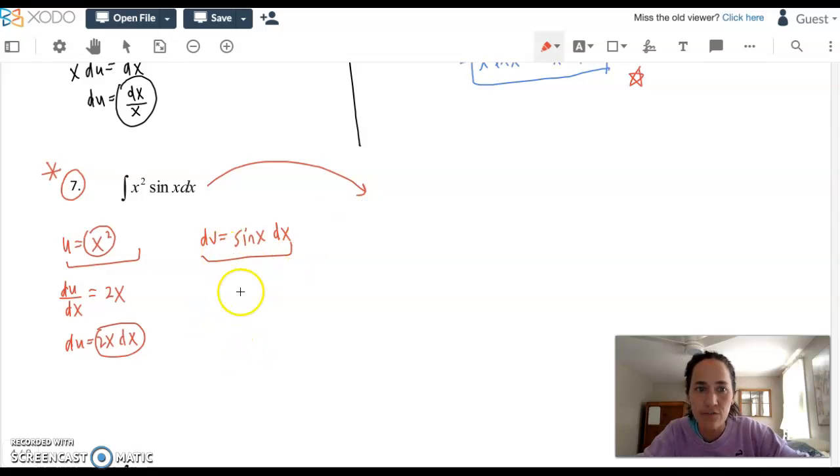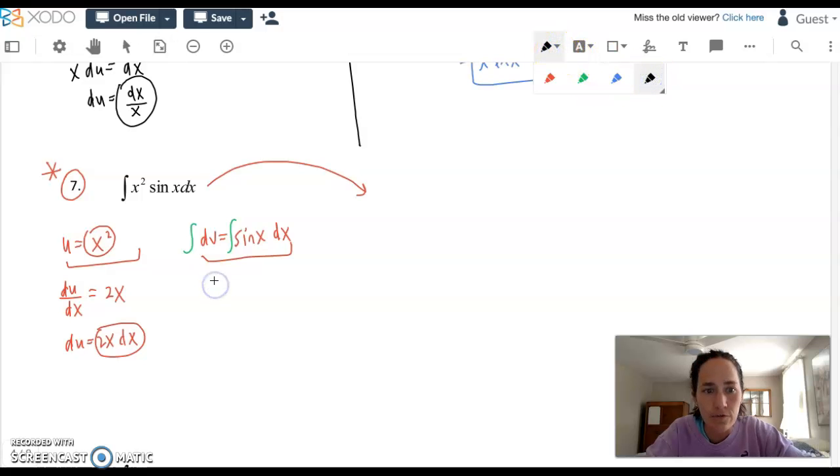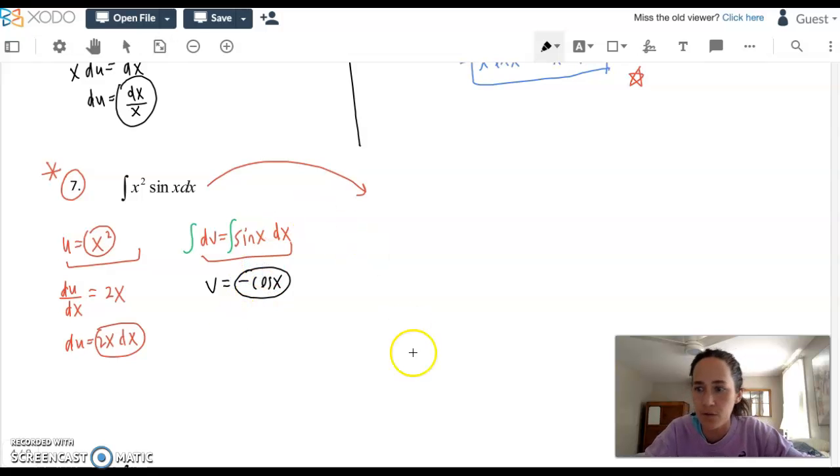Side work with the dv: this becomes the integral of both sides. For this one, I'm just going to slide an integral sign on the left and on the right. Integral of 1 dv, we can just call that v. Integral of sine of x, the antiderivative of sine is going to be negative cosine of x, technically plus c, but we'll handle that at the end of the problem. All right, so far so good. I like the setup. Let's see how far this gets us.